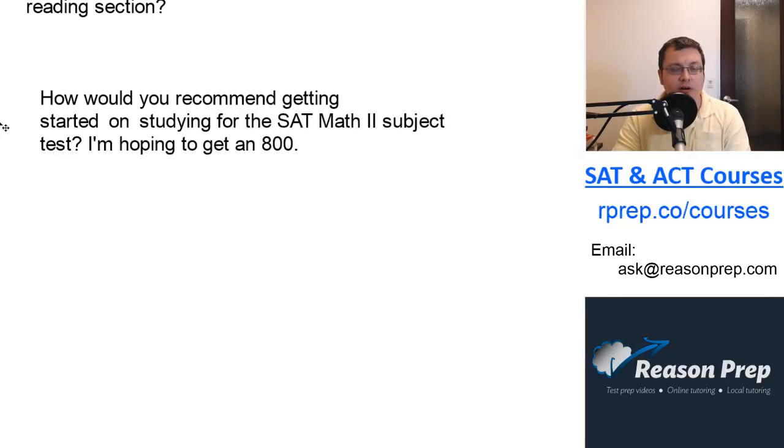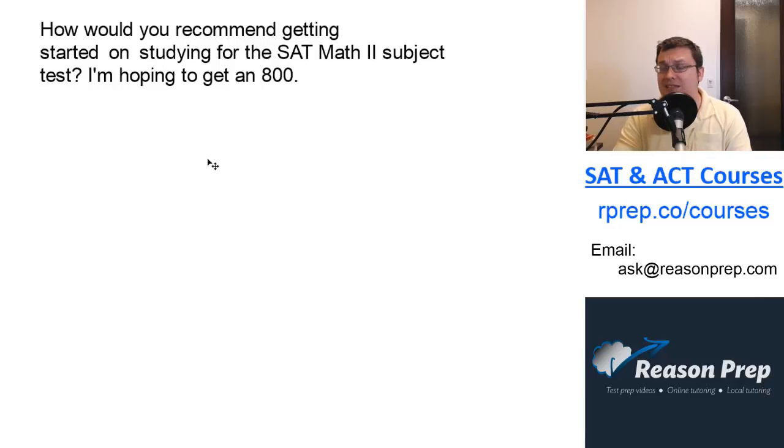How would you recommend getting started for the SAT Math 2 subject test? I'm hoping to get 800. First thing to do is take a practice test, a real SAT 2 subject test timed. Take it timed, score it, see where you're at. If you're at a 650, then you've got a lot of work to do. If you're at a 760, then you're pretty close. So it's kind of figuring out where you're at.